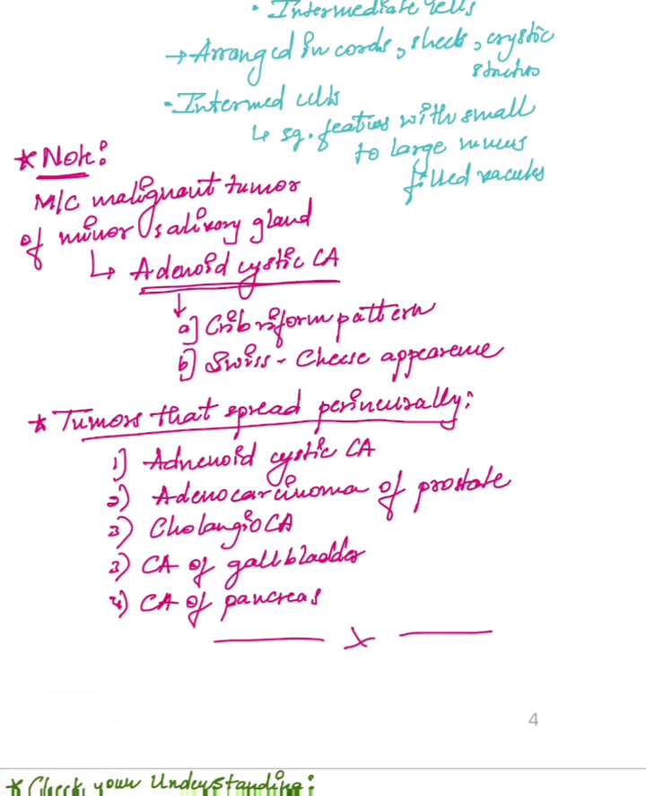The important note: the most common malignant tumor of minor salivary glands is adenoid cystic carcinoma. Above we have seen that most tumors occur in the major salivary gland, the parotid, which comprises 60 to 70%. Here, for the minor salivary glands, the most common malignant tumor is adenoid cystic carcinoma. Its main important features are a cribriform pattern and Swiss cheese appearance. The tumors that spread perineurally are adenoid cystic carcinoma, adenocarcinoma of prostate, cholangiocarcinoma, carcinoma of the gallbladder, and carcinoma of the pancreas.